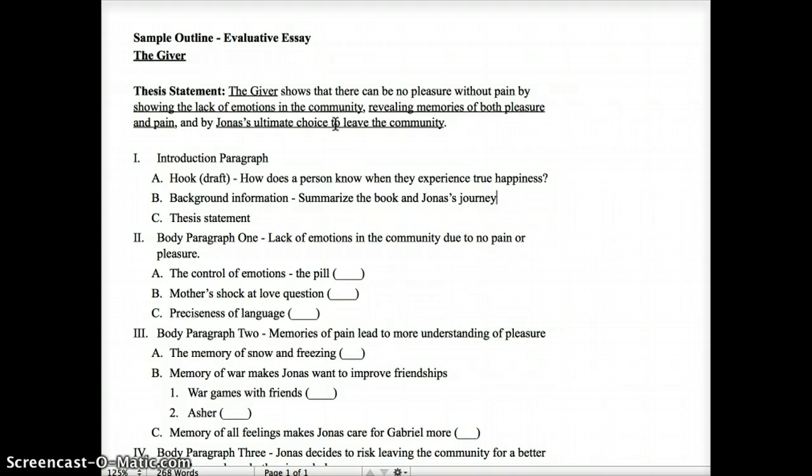Sorry guys. The sample thesis statement is: the giver shows that there can be no pleasure without pain by showing the lack of emotions in the community, revealing memories of both pleasure and pain, and by Jonas's ultimate choice to leave the community. This thesis statement contains 3 subtopics. These are the things that I would color code.